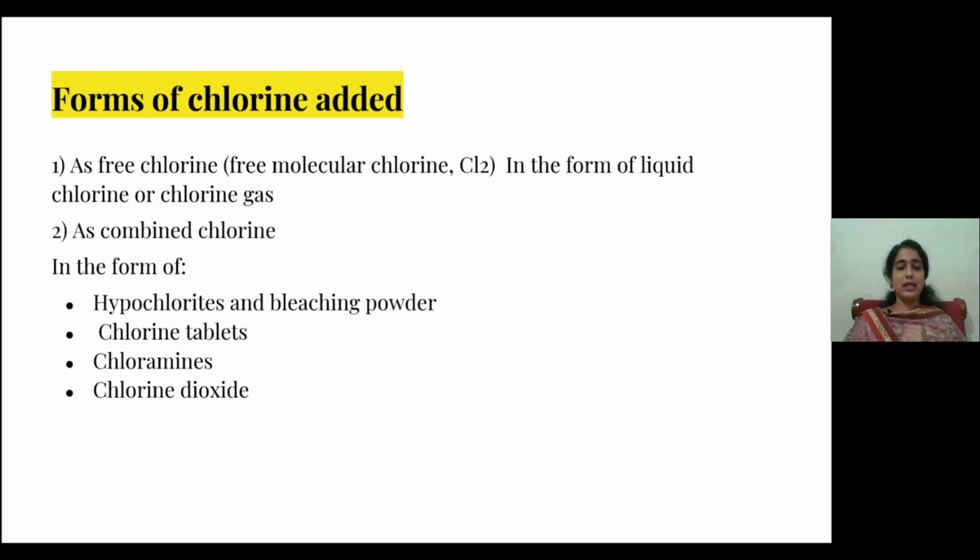Then forms of chlorine added. Chlorine is added in different forms. The first one is the free chlorine, that is the molecular chlorine, Cl2. It is added in the form of liquid or in the form of gas. Second one is combined chlorine. Combined chlorines are in the form of hypochlorite and bleaching powder. Then the chlorine tablets, then chloramines, then chlorine dioxide.